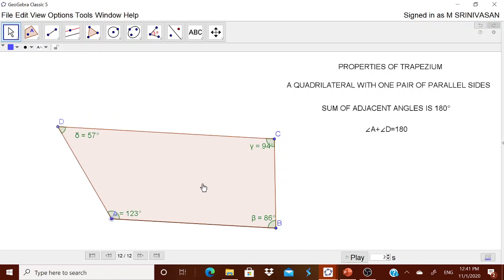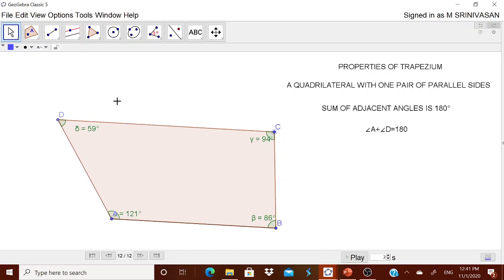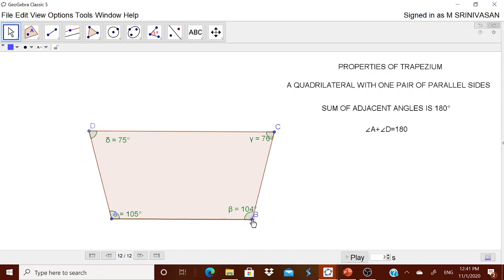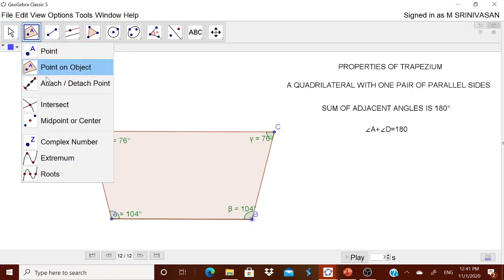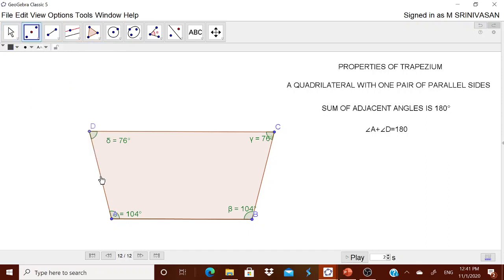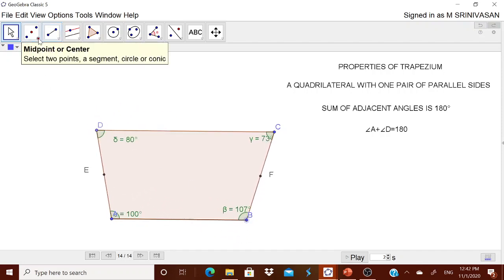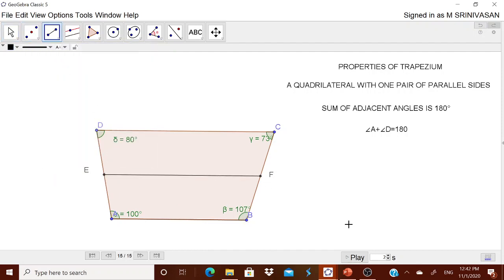Okay, well. Now let us go to the next property, that is the mid segment. For that we want the midpoint of the non-parallel sides. For that let us go to this midpoint tool. Simply touch this AD. Touch this BC. You will get the midpoints. Now remember these midpoints are in black color, which means that you cannot move them. When you move this, automatically that F or E will move. Okay, well, now let us draw one segment because I want this mid segment.